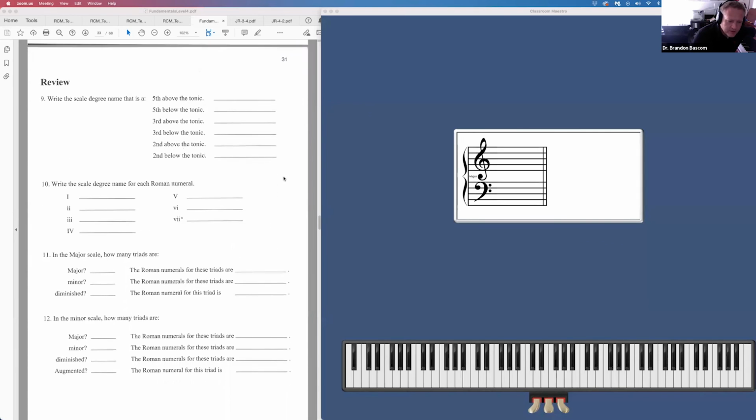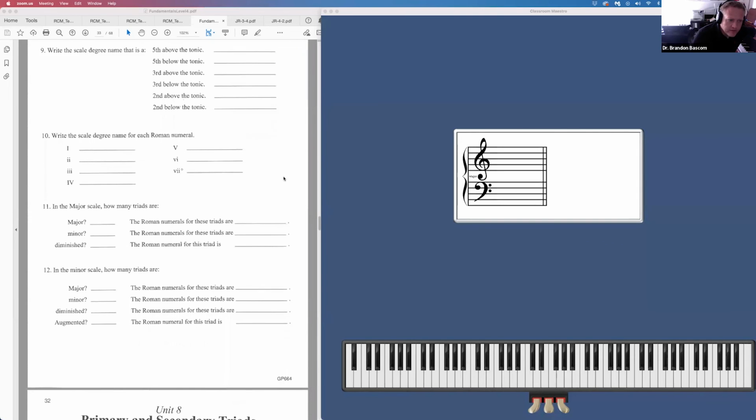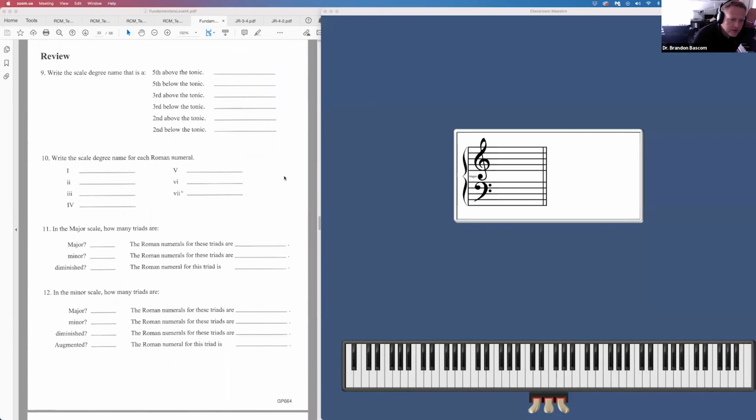All right, page 31, we're getting a review of everything that we've gone over. Write the scale degree name that is a fifth above the tonic, a fifth below the tonic, a third above the tonic, a third below the tonic, a second above the tonic, and a second below the tonic. Remember, tonic means 1.